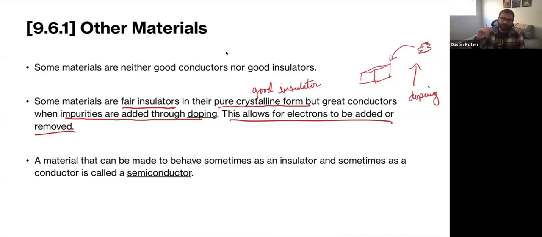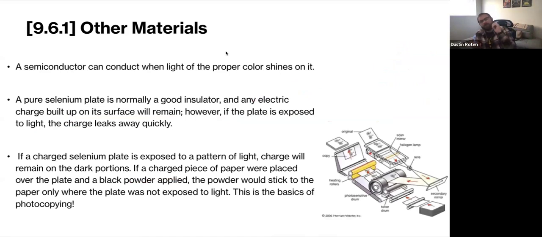So essentially a material that can be made to behave sometimes as an insulator and sometimes as a conductor is called a semiconductor. Not very creative. But semiconductors are actually pretty cool. Some semiconductors will hold a charge somewhere like an insulator. And then when you apply light to it of a specific wavelength, so essentially a specific color, all of a sudden it goes from an insulator to a conductor.